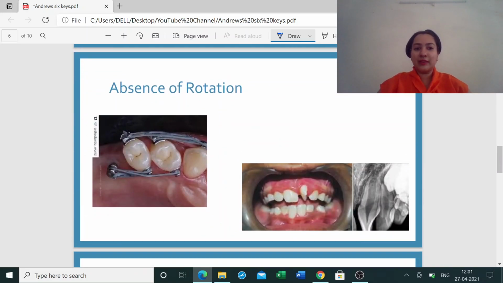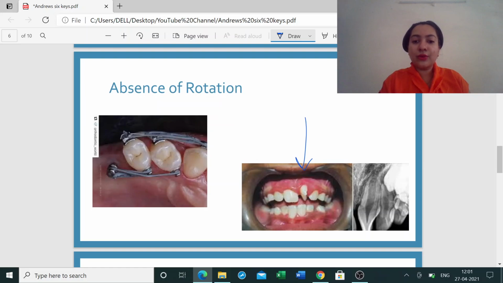Moving on to the fourth key, absence of rotation. Andrews said in order to have a good occlusion, a normal occlusion, there should be no tooth in the dental arch which is rotated. Okay, no tooth should be rotated. Only then we can get normal tight intercuspation and good occlusion. Okay, now one thing to note here is if we consider a case of rotated upper central incisor as seen in this figure. In this figure, what do you see? That your 2-1 is rotated.